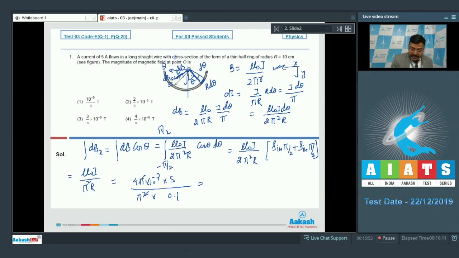So 1 pi cancels out. We have 20 into 10 to the power minus 6, that means 2 into 10 to the power minus 5 divided by pi in SI units, or that is simply Tesla. Let's look at the options. This is clearly matching with option 2. So option 2 is correct for question number 1. We can now go to the next question.